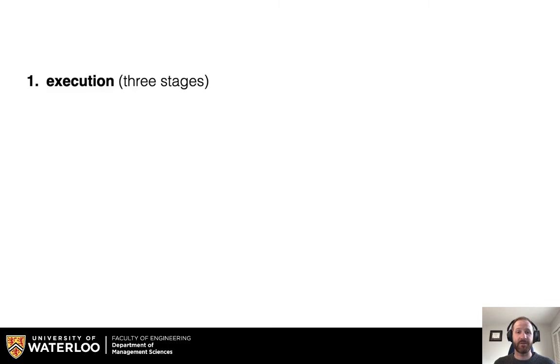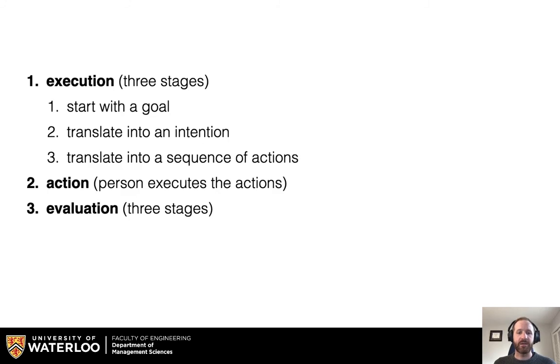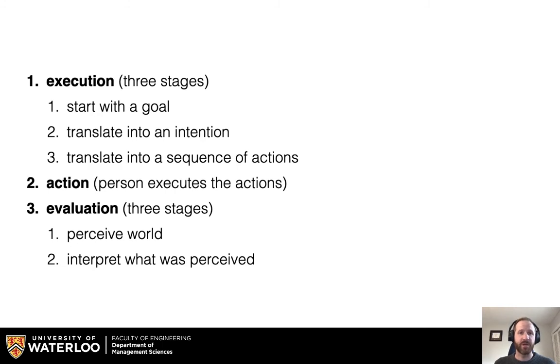So for execution, there are 3 stages. You start with a goal, you translate it into an intention, and then you translate that into a sequence of actions. Then the actions take place. And then there's the evaluation, which has 3 stages again. You perceive the world, interpret what was perceived. So something happens, you notice it, you interpret that, and then you compare it with respect to the original intentions.